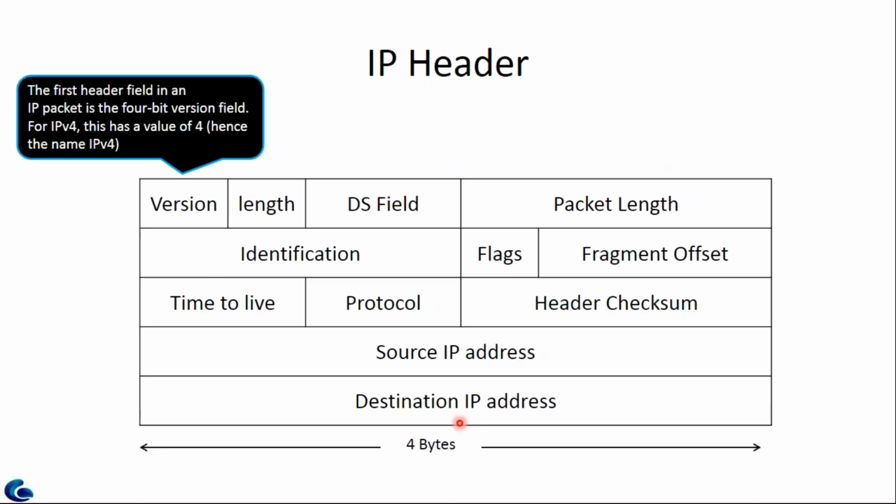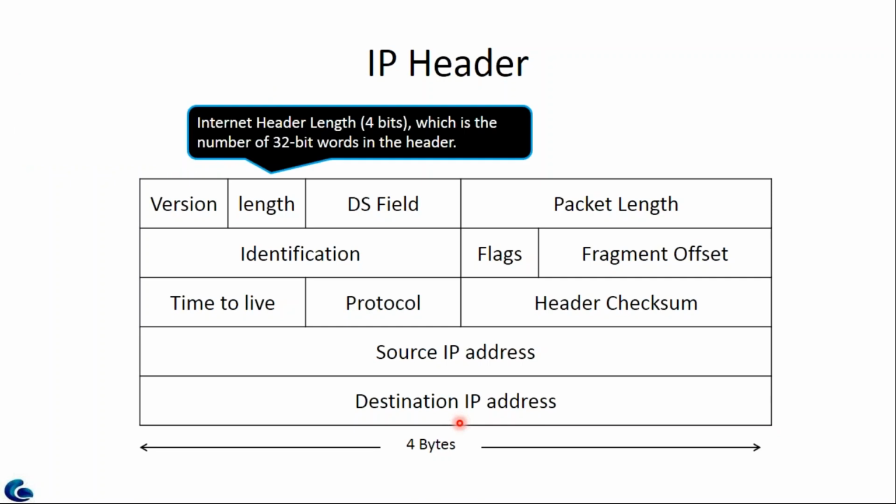The first one you have is the version. Now what is the version? It tells you whether it's an IPv4 or IPv6. Since this is an IPv4, obviously it has a value of 4. So it's version 4, and that's why it's called IP version 4. It tells you this is an IPv4, which is a 32-bit format.